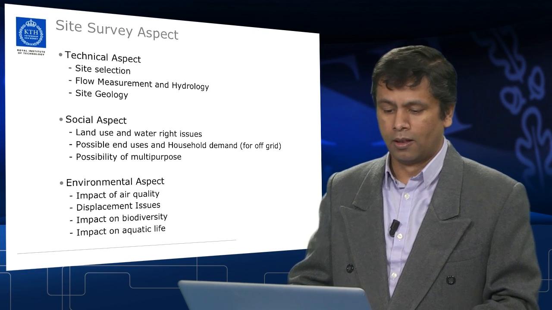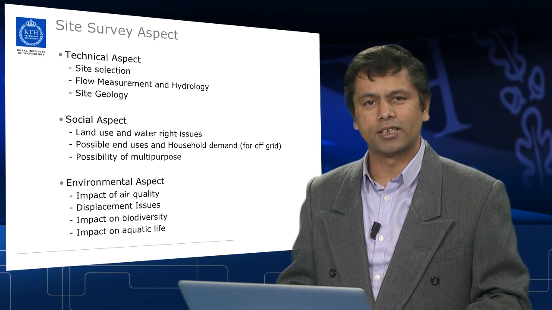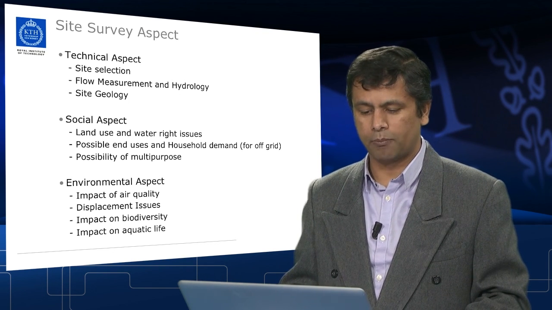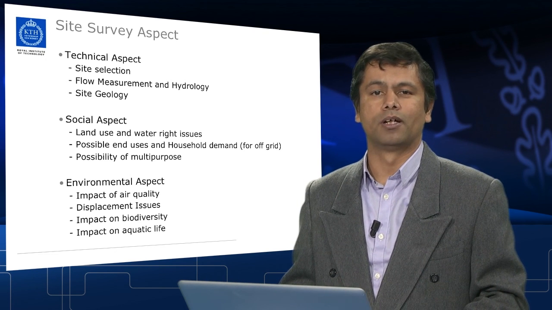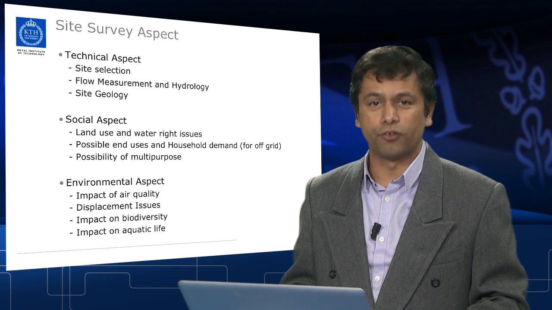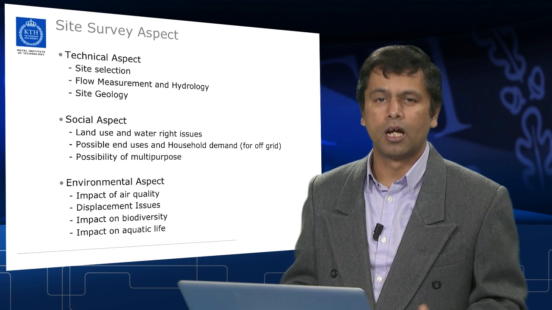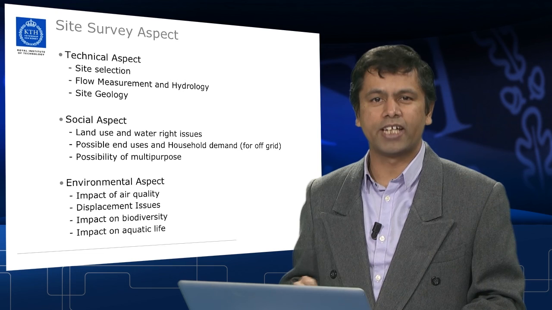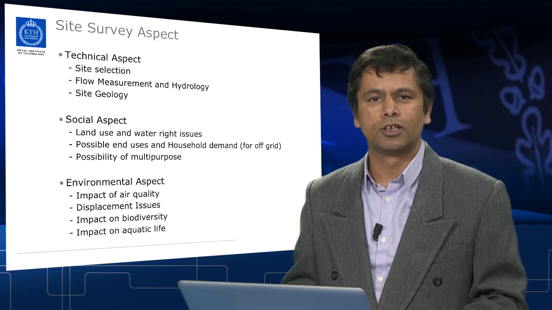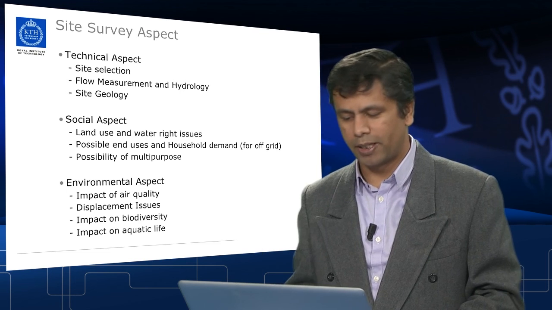And if you are designing an off-grid system, then what are the possible end uses in the nearby vicinity, and what is the household demand? Based on this household demand and possible end-use demand, you need to determine the size of the project. As I said earlier, you cannot vary the flow, because you have to choose the flow depending upon the flow available in the river. However, there is some possibility to vary the head. So in that case, you might need to have some options so that with that available flow, you can meet the demand of the village by increasing some head.